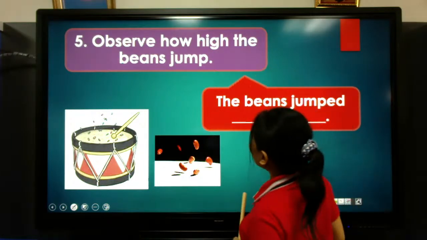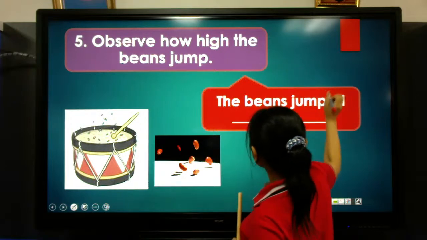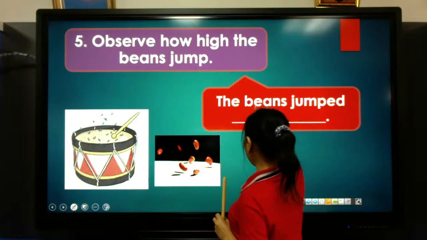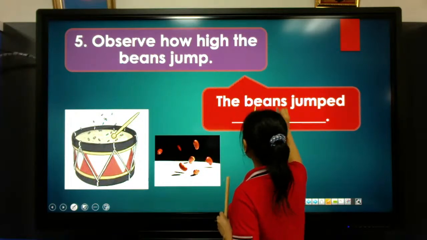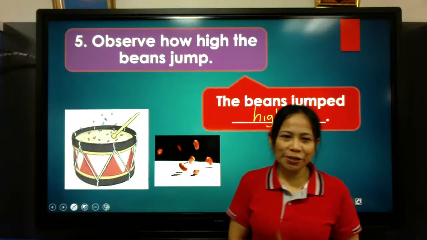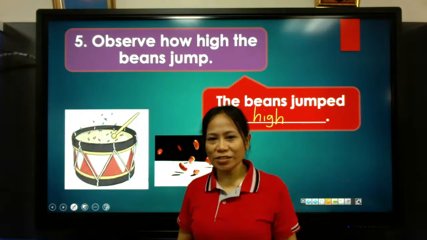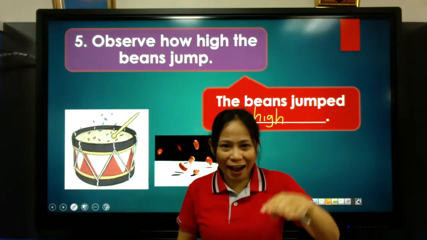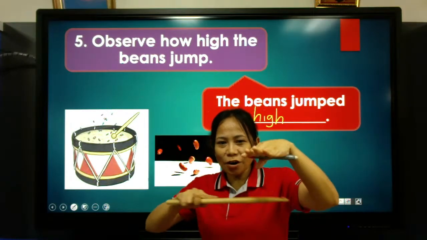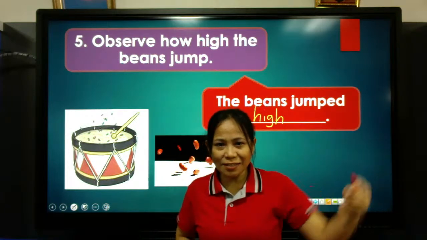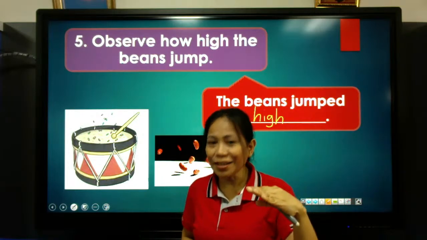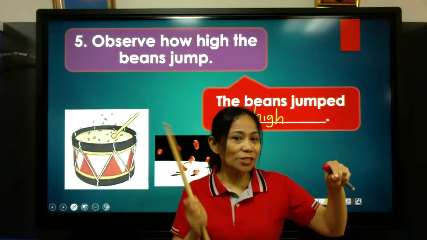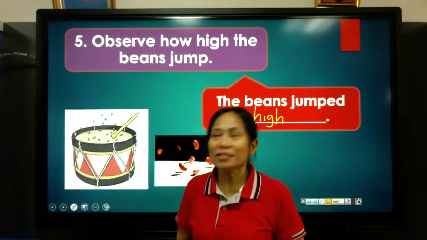Okay. So the beans jump, or the candy jumps, high. Why? Because you exert more energy. The more the energy, the higher the height of the beans as they jump, compared to the slow one, the one that you strike gently or slowly.